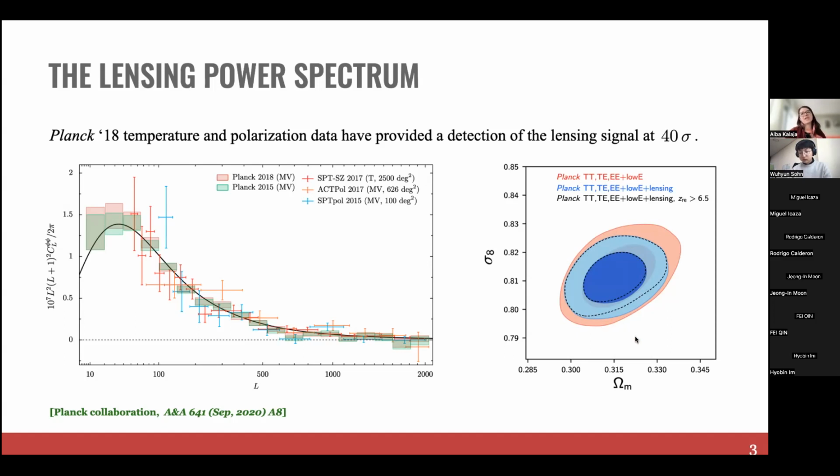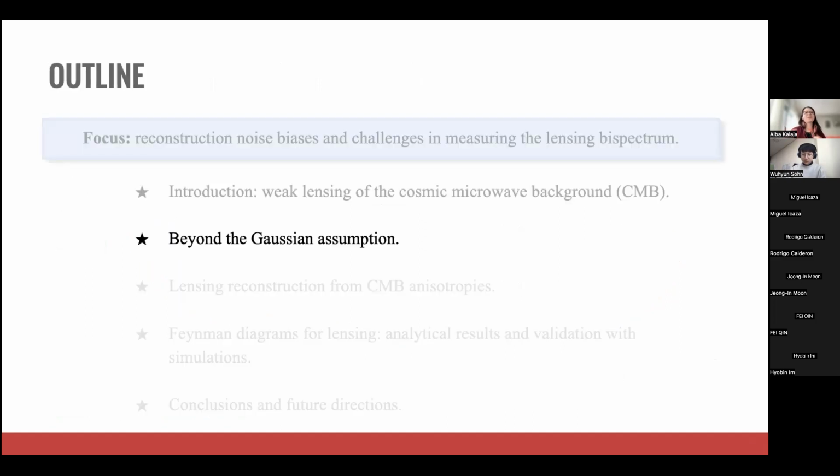So my message here is that adding lensing to the primary CMB anisotropies is quite interesting because you get tighter constraints. At the same time, you can also get some information on late-time cosmology from the lensing potential itself. But again, this was done assuming that it was Gaussian. So what we do now is go beyond this Gaussian assumption for the lensing potential.